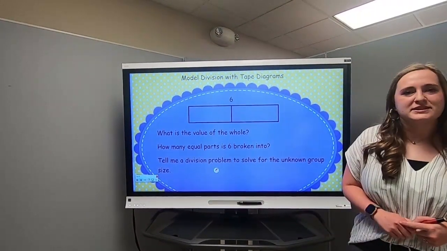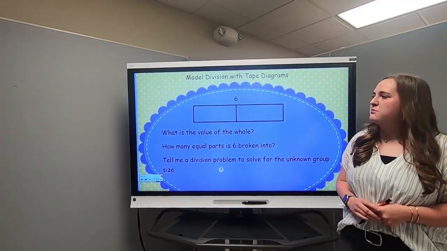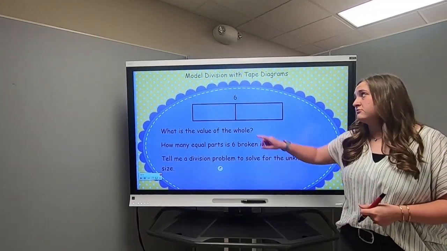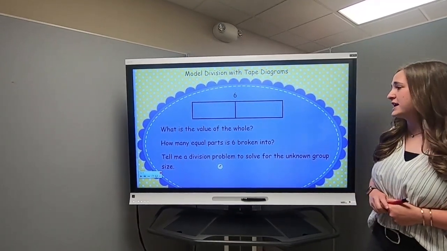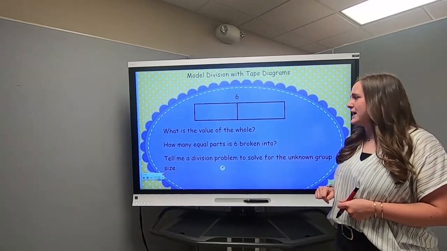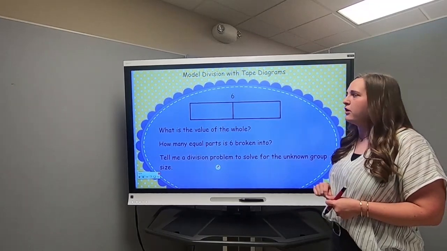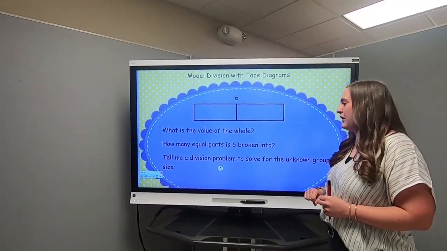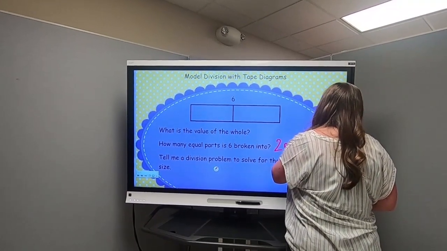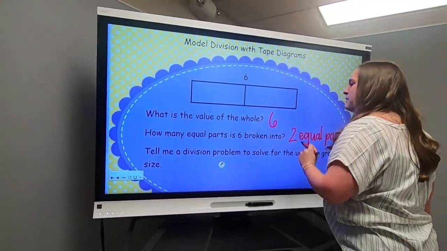I want you to draw me this rectangle. Draw this rectangle, and we see that there's a 6 above our rectangle. So what is the value of the whole? Well, I'm thinking it's 6 that's above our rectangle. So let's look. They've drawn a line in the middle of our rectangle. So we have broken apart our rectangle into how many equal parts? 2 equal parts. So we know that it is broken apart into 2 equal parts. And our whole is 6. Just like at the top of our rectangle.